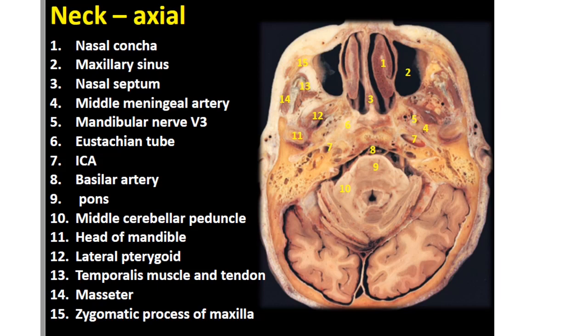Then right here on the posterior aspect we have the basilar artery, right? And we can also see this is the pons, right? And on the lateral side of the pons we have the middle cerebellar peduncles, right? So these are the structures we can see very easily, right?